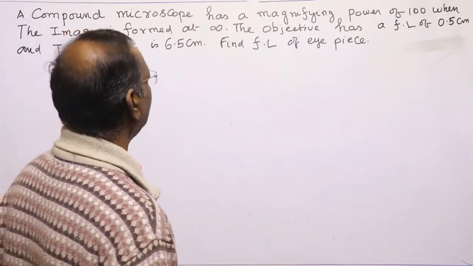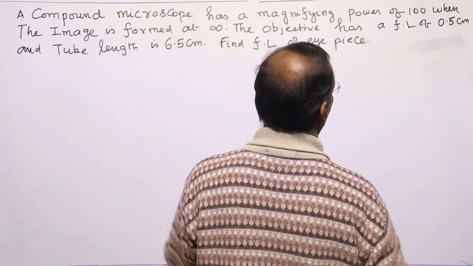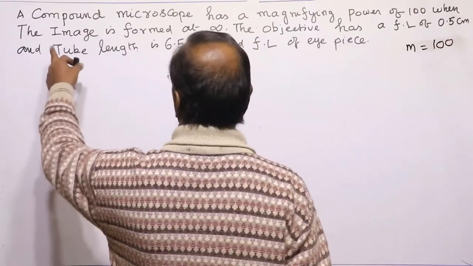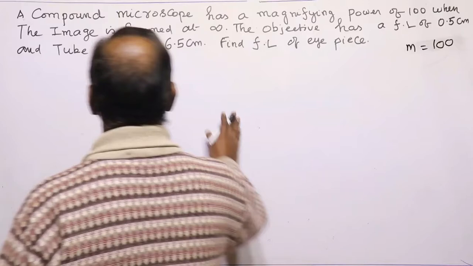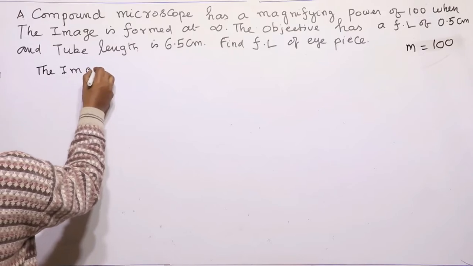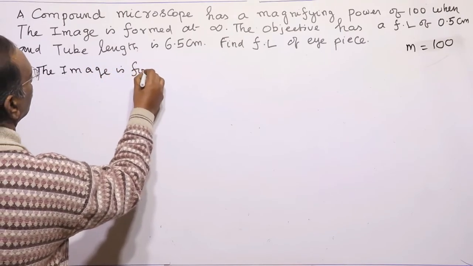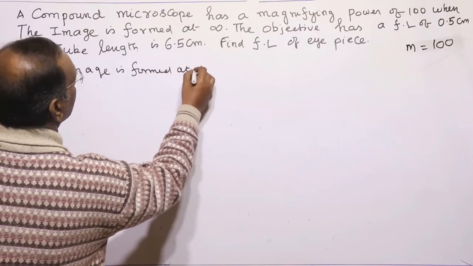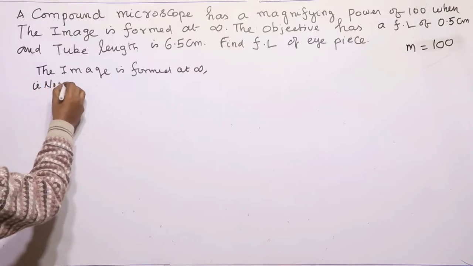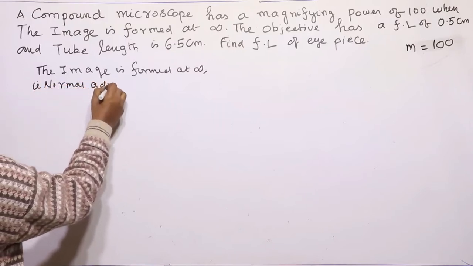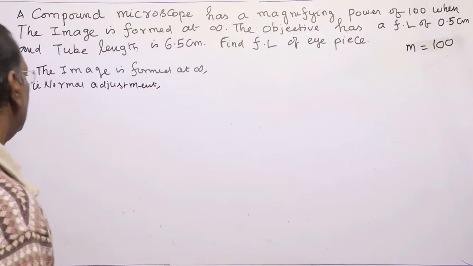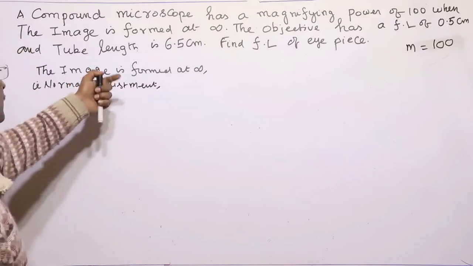A compound microscope has a magnifying power of 100. Magnification is equal to 100 when the image is formed at infinity. The image is formed at infinity. That is normal adjustment. That is normal adjustment, which means relaxed eyes. The image is formed at infinity.